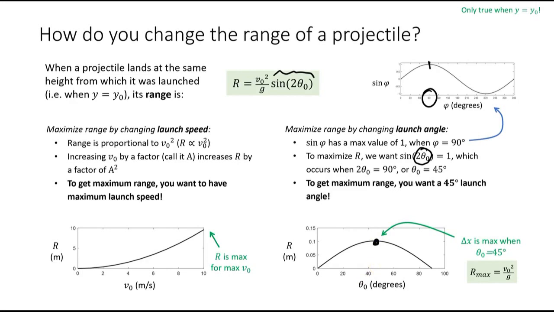And then one last note here, if you do launch your projectile at a 45-degree angle, you know you're going to get sine of 2 theta is equal to 1, and so you can see that the maximum range you could get in that case would be equal to v naught squared divided by g.